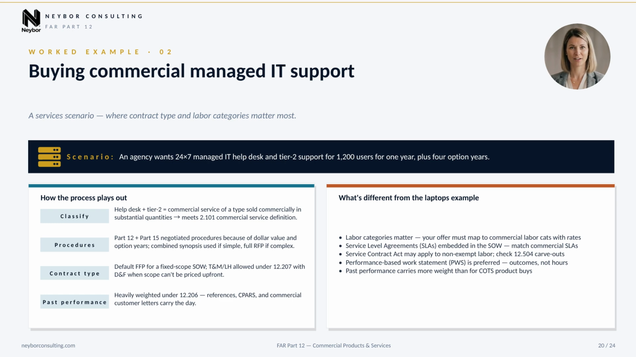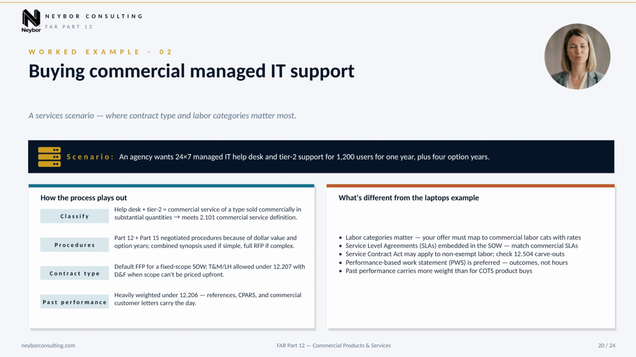Procedures, because of the dollar value and the option years. The contracting officer uses Part 12 in combination with Part 15 negotiated procedures. They might still use a combined synopsis if the requirement is straightforward, or a full RFP if more complex. Contract type, the default is firm fixed price for a fixed scope statement of work. T&M or labor hours are allowed under 12.207, but only with a documented determination and findings showing no other type would work. And past performance is heavily weighted under 12.206. References, CPARs, commercial customer letters all matter.